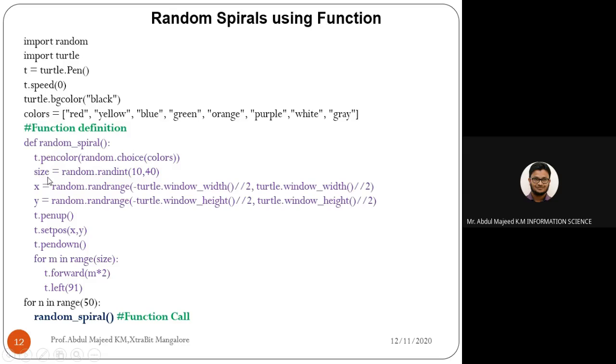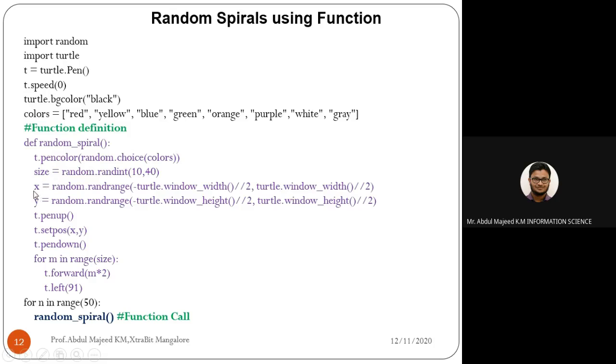Then we are writing size equals random.randint(10, 40). So you have to draw the random spiral by using a random size. The size should be between 10 and 40. It will take any number between 10 and 40 for drawing a random spiral.